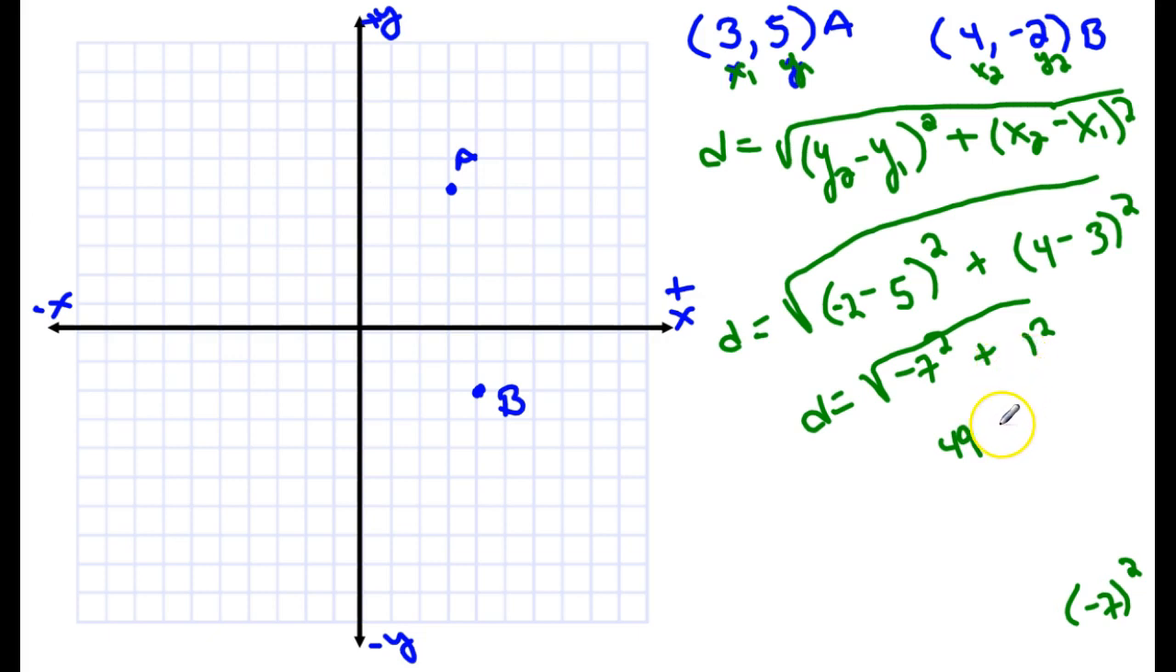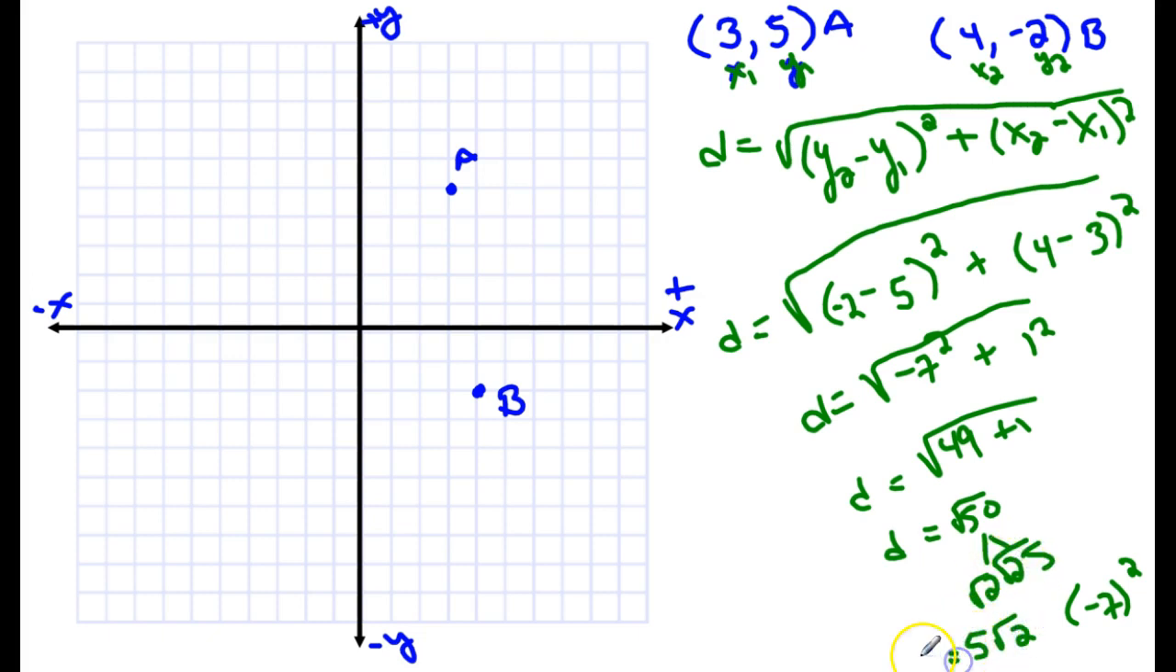So 49 plus 1, and we're going to take the square root of that. And that gives you the square root of 50. And then putting it in simplest radical form, 50 breaks up into 2 times 25, or the square root of 2 times the square root of 25. We know the square root of 25 is 5, so we end up with 5 square roots of 2. That is the distance. Now, 5 square roots of 2, punch that in your calculator, you can get a decimal approximation. It should be a little bit longer than what we counted over here earlier.